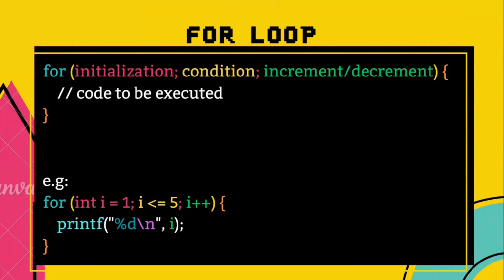Here's an example. In this example, i = 1 initializes the loop counter to 1. i <= 5 is the condition that checks if i is less than or equal to 5. i++ increments the value of i by 1 after each iteration. Now if you run this, it will print 1, then a new line, 2, then a new line, all the way up to 5.